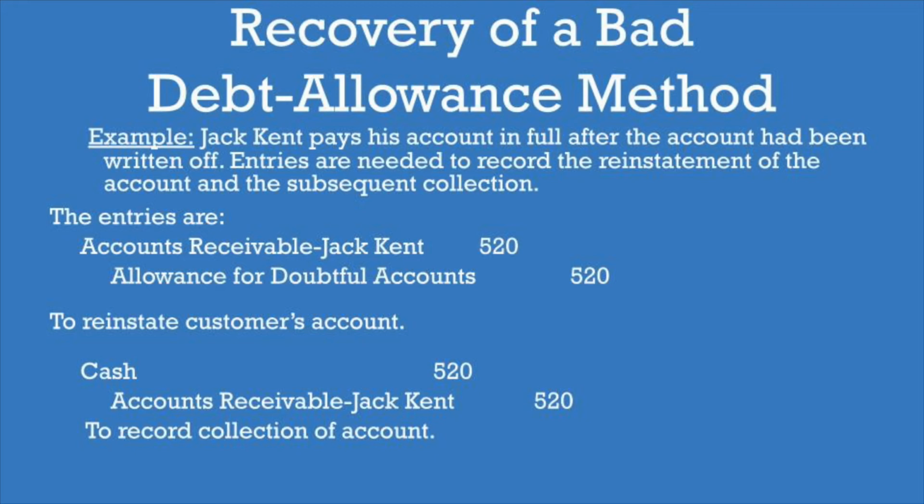And the fact that he actually paid the cash needs to get reflected, and the cash will be debited by $520, and the accounts receivable for Jack Kent will be credited for $520. So effectively, he paid his bill.